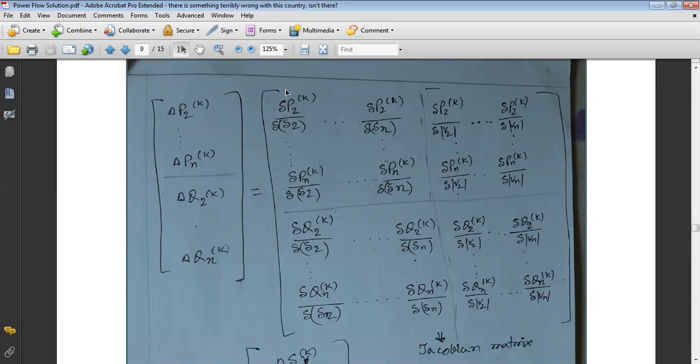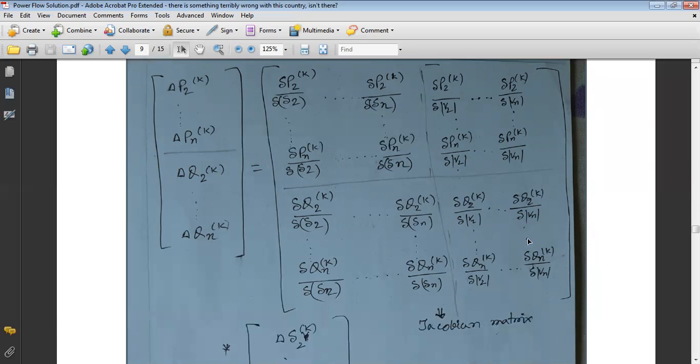And the middle portion of our equation is a huge matrix, and this matrix is known as the Jacobian matrix. The formulation of this matrix is the easiest part of our method. So now at first we have to discuss the power mismatch matrix.